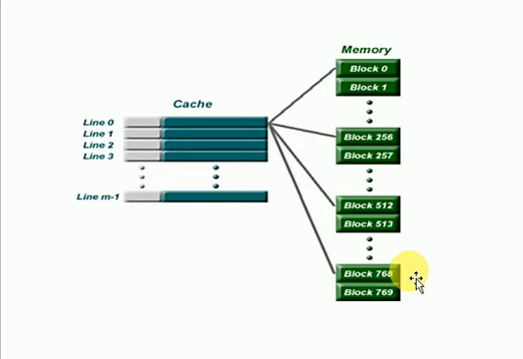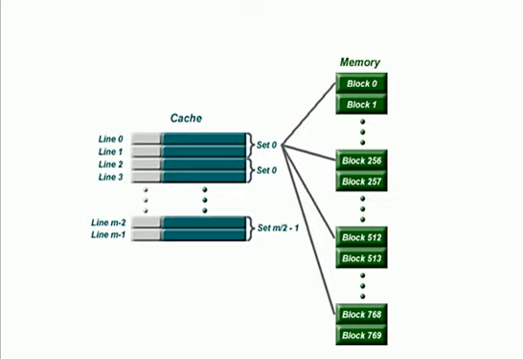This means that there is a disadvantage: even if other lines are empty, I cannot place block 768 in any of the other lines, because I have dedicatedly allocated the blocks to be placed in a particular line. So this is going to be the drawback in direct mapping. However, when the cases are very simple, this kind of mapping is generally used.